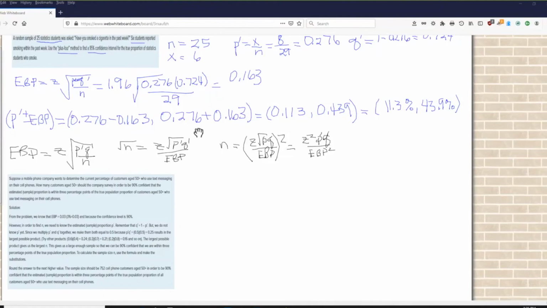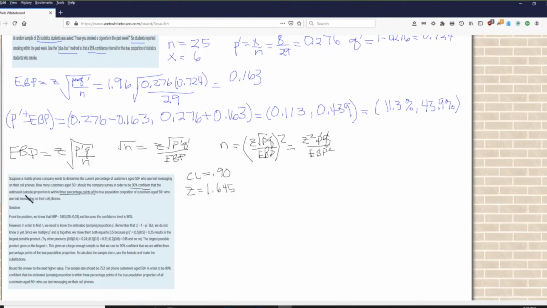How many customers age 50 plus should the customer survey in order to be 90% confident that the estimated sample proportion is within 3 percentage points of the true population proportion of customers age 50 plus to use text messaging on their cell phone. So for this example, we've got our formula for solving for n. So we're going to have a confidence level of 0.90. So that tells me my z-score is going to be 1.645.